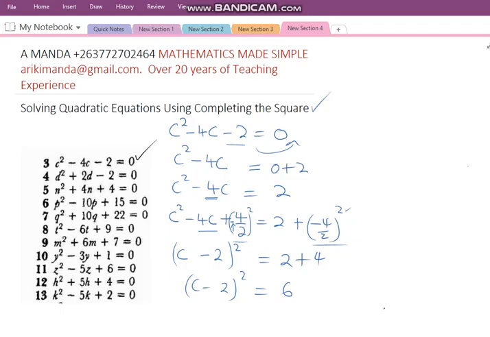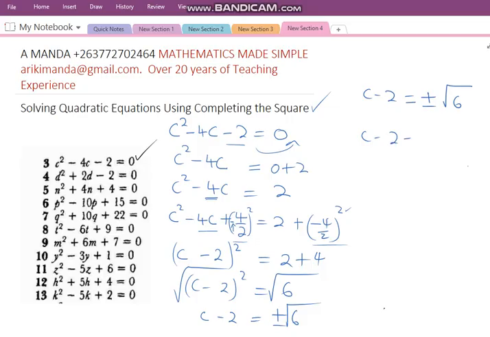Once we reach this stage, we're supposed to find the square root of both sides. I put the square root sign on both sides because we want to solve for c. So we end up having the square root of c minus 2 squared, which remains c minus 2, is equal to the square root of 6. I'll rewrite this properly. c minus 2 is equal to plus or minus square root of 6.